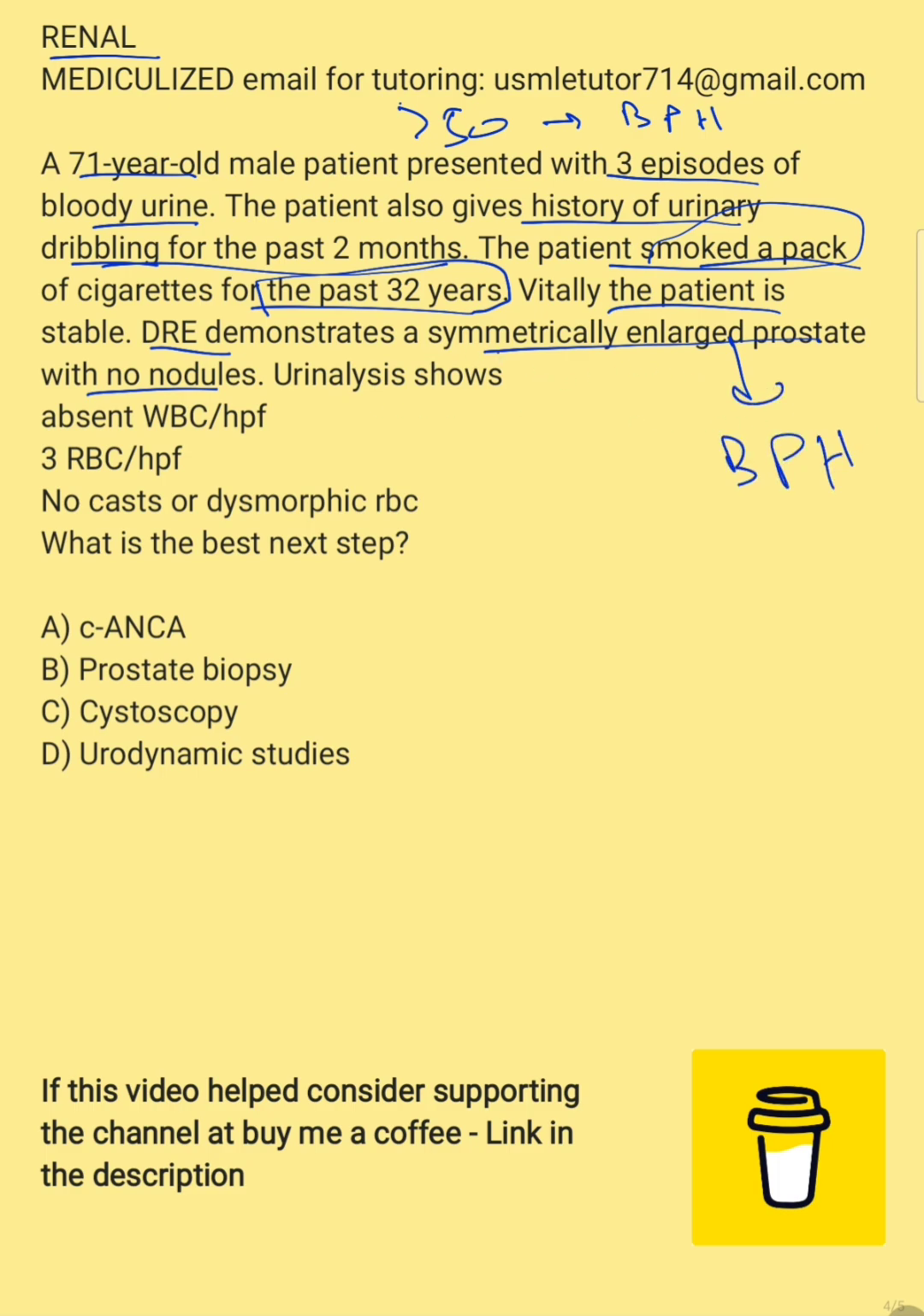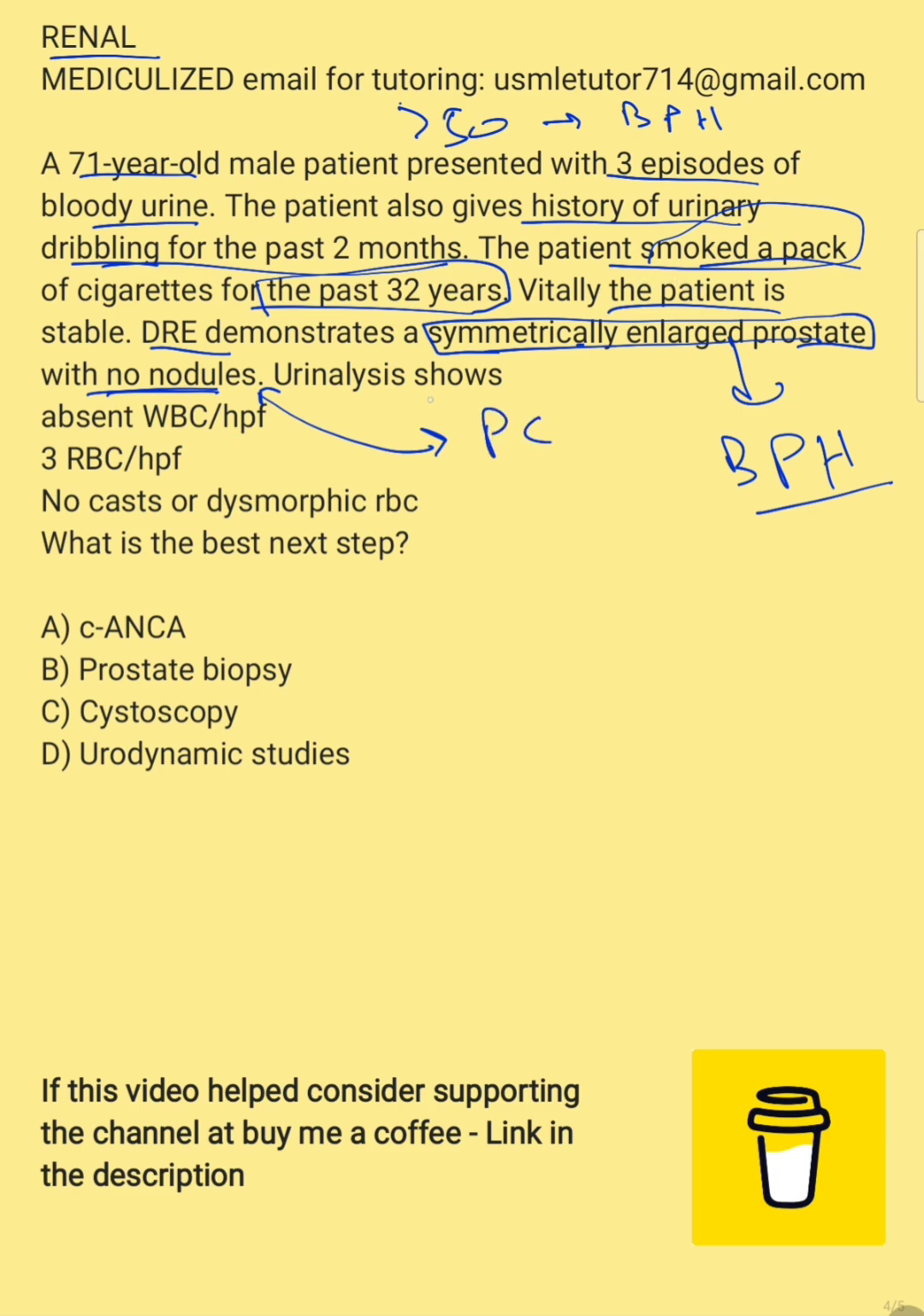Remember, if they say symmetrically enlarged or diffusely enlarged prostate with no nodules, they're talking about BPH. If they say it's not symmetrically enlarged, but they say rectal examination shows nodules, then they are talking about prostatic cancer.